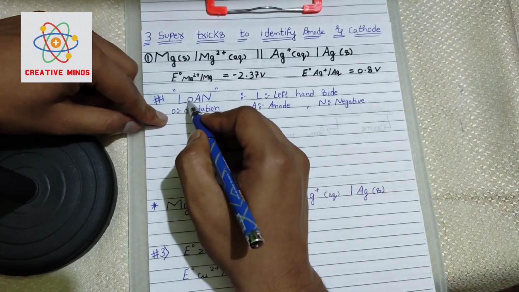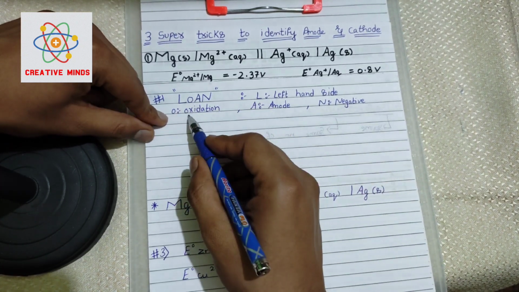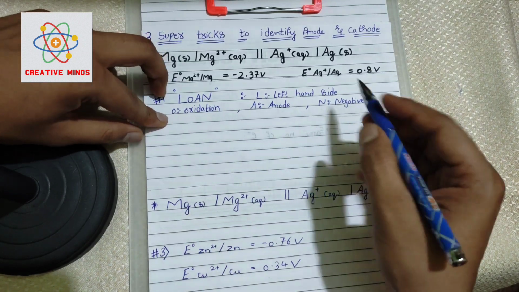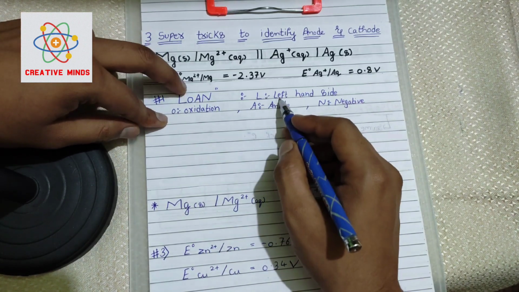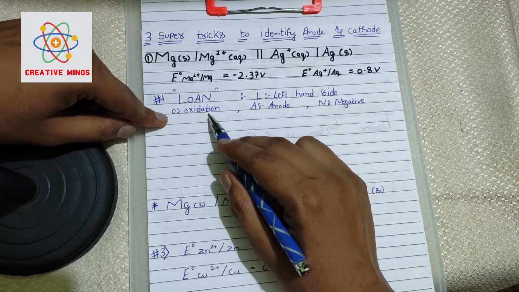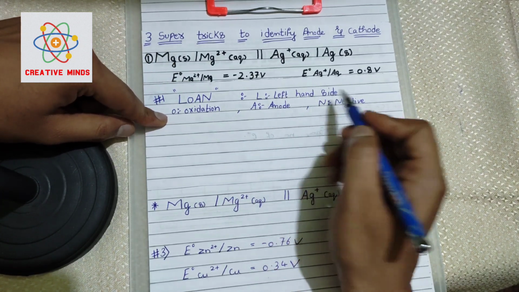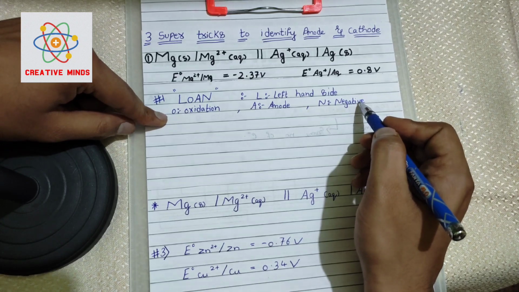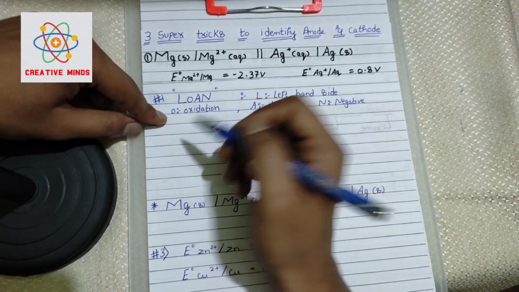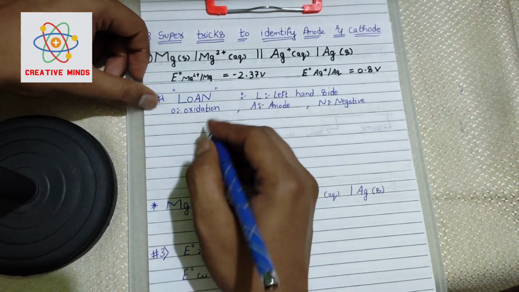In just one word, we have covered so many concepts. Whatever quantity is on the left hand side is getting oxidation, and that will be your anode, and its sign will be negative. So many concepts in just one word. Now let us solve this question.